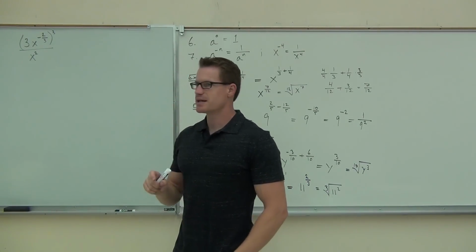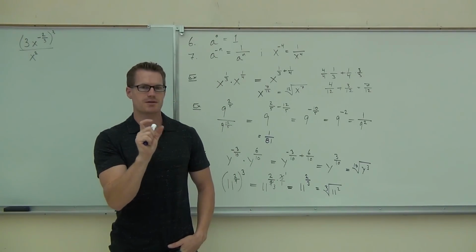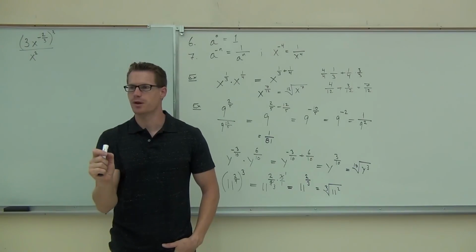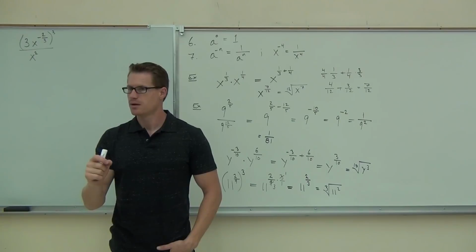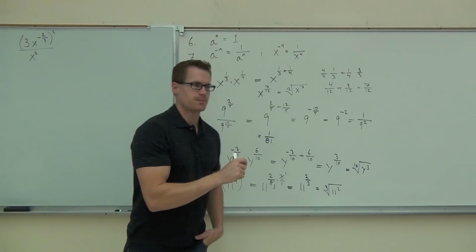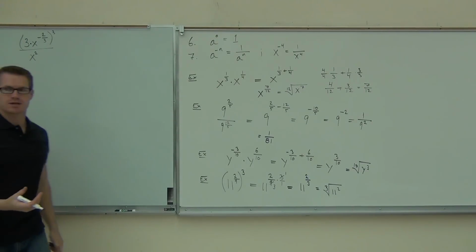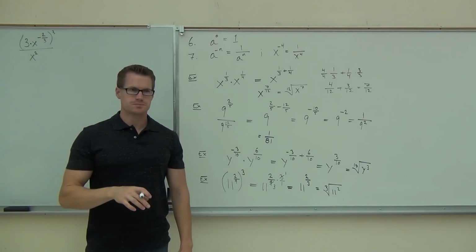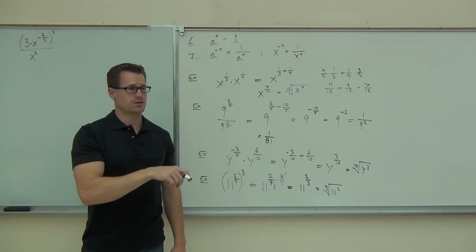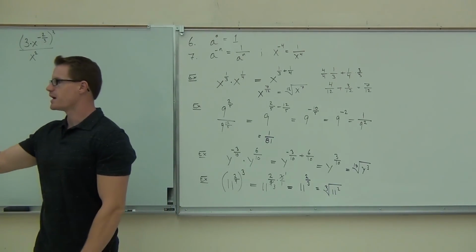On rule number 3, it says, if I have some terms, some factors being multiplied together inside of my parentheses and it's being raised to an exponent, each one of those factors gets raised to that exponent. Are you with me? What I have here is a product. That's 3 times x to the negative 2/3. Each of those factors, since 3 is a factor and x to the negative 2/3 is a factor, gets raised to that power.